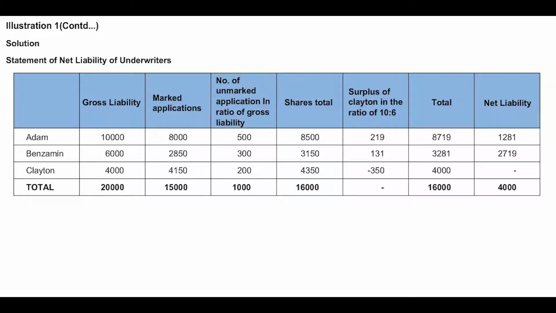If there is any over application, it needs to be distributed. If there is any unmarked application, it needs to be distributed in the ratio of gross liability, and then the final net liability of the underwriters is calculated. So this is how the question needs to be solved.